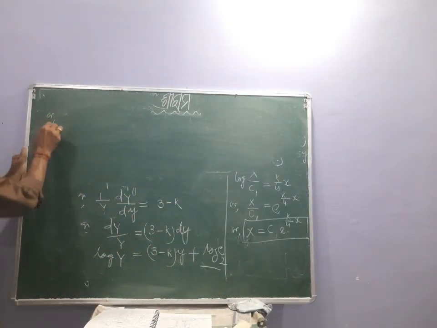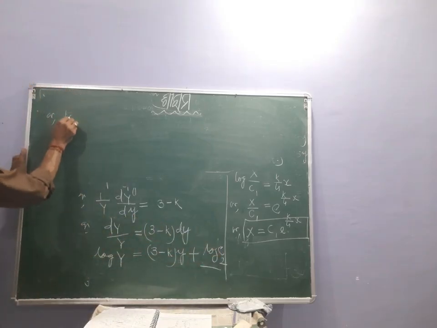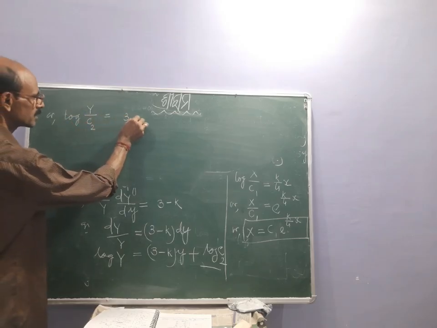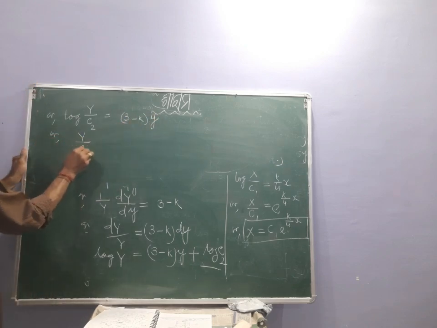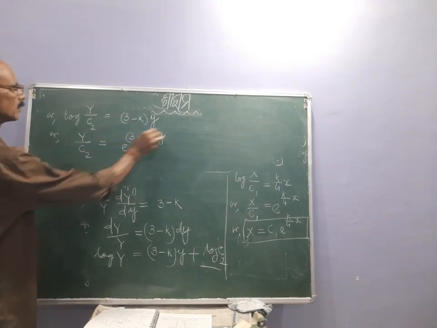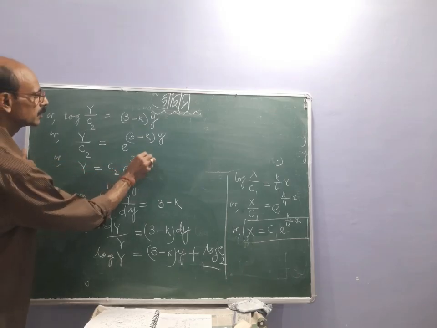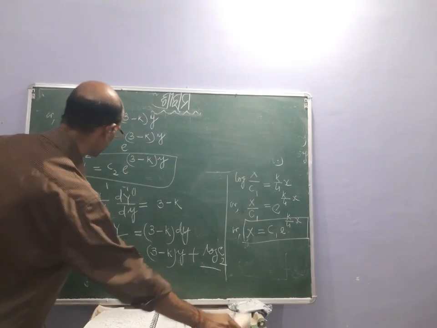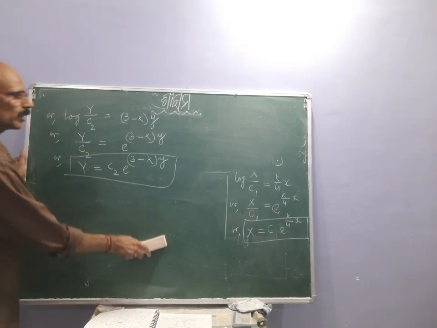Or again bringing this side, it will be log y minus log c2, and that can be written as log y by c2 is equal to 3 minus k y, or y by c2 is equal to exponential 3 minus k y, or y is equal to c2 exponential 3 minus ky. So y is obtained in terms of y.